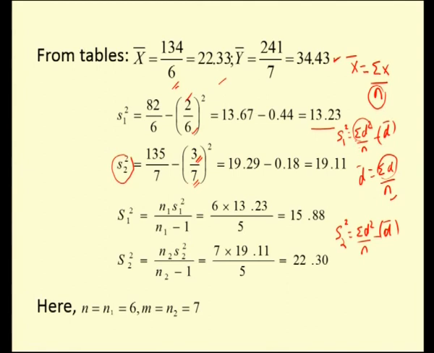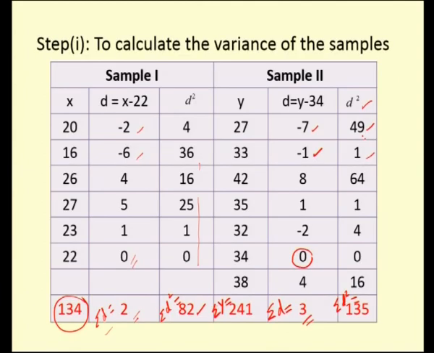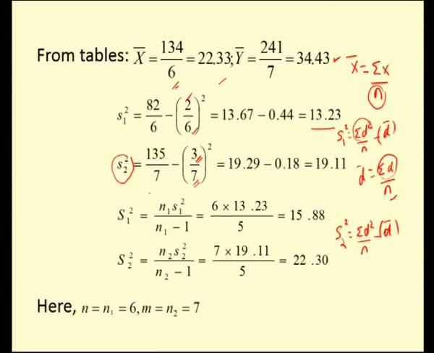Next, you have to go for summation d squared. Summation d squared is 135 for method 2, that is, for the second sample. So 135 by 7. On simplification, you find it is 19.11.